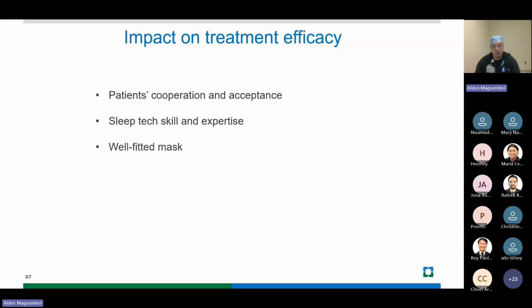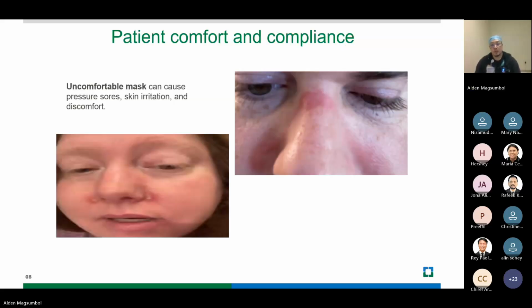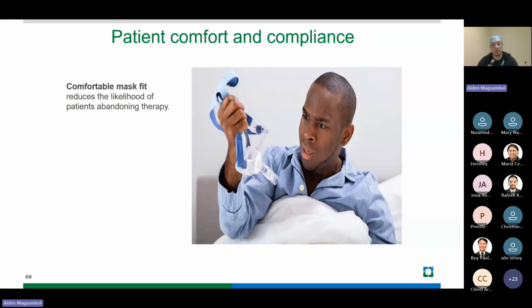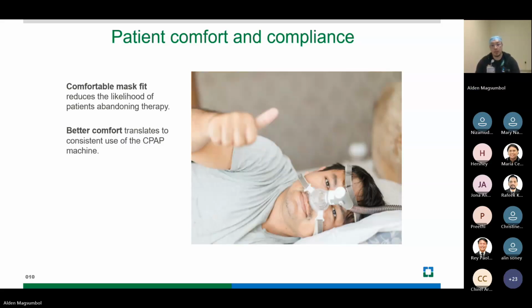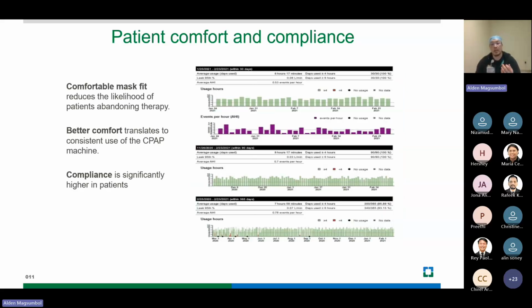So let's briefly talk about comfort and compliance. Comfort is a major determinant of whether a patient will adhere to CPAP therapy. Masks that are uncomfortable can cause pressure sores, skin irritation, and discomfort that may lead to non-compliance. Nasal masks are often preferred over a full face mask because they cover less of the face, reducing the likelihood of skin irritation and the sensation of claustrophobia. Better comfort translates to consistent use of the CPAP, which is essential to managing sleep apnea. Compliance rates are significantly higher in patients who find their mask comfortable.